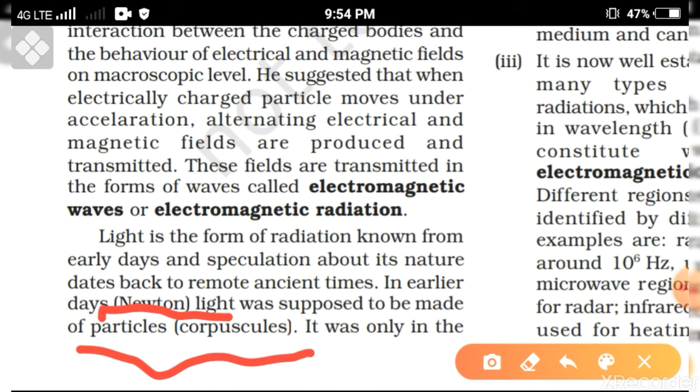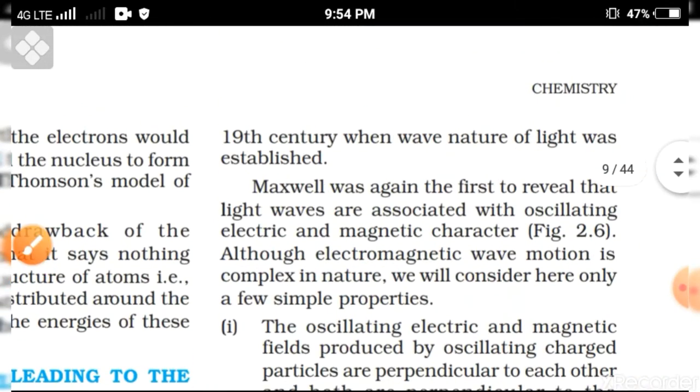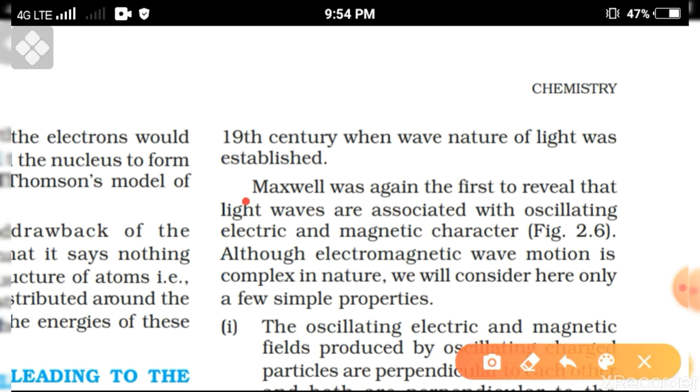क्या है light? Is also made by particles. Okay, corpuscles. It was only in the 19th century when wave nature of light was established. Okay, but Maxwell was again the first to reveal that light waves are associated with oscillating electric and magnetic character. But Maxwell what given about light? कि he gives that light waves are associated with oscillating electric and magnetic character.